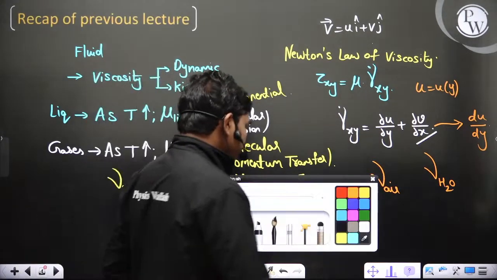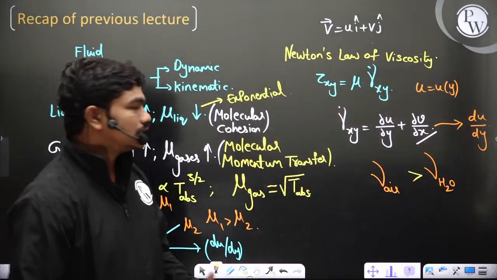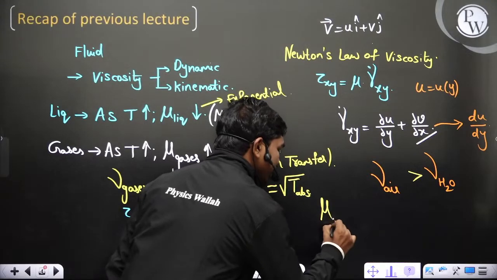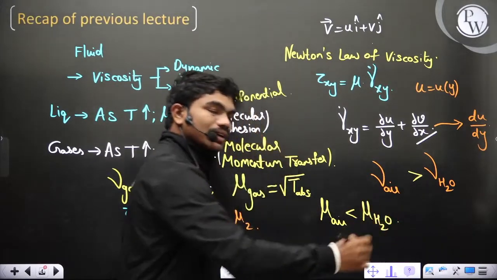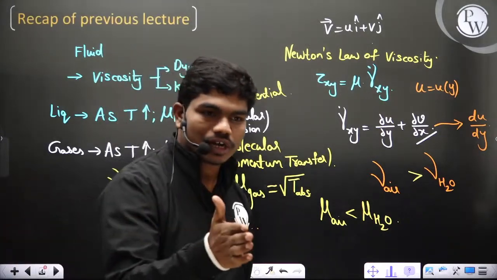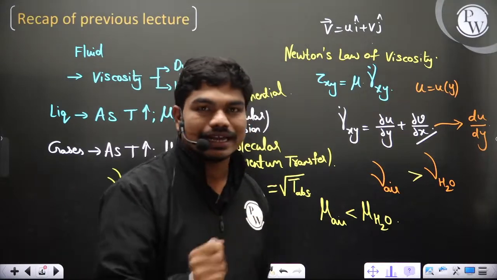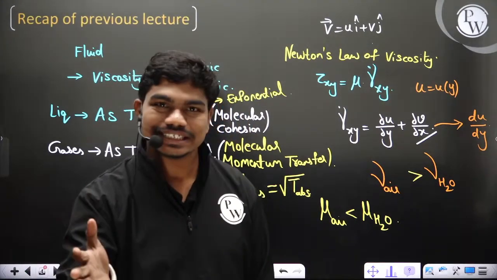It is actually greater. Okay, because see, the dynamic viscosity of air is definitely less as compared to the dynamic viscosity of water. We all know this. Normally, if you move your hand in water and if you move your hand in air, definitely you can move your hand easily in air, because air offers you less dynamic viscosity.